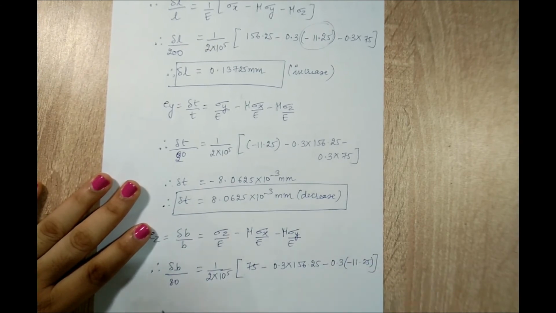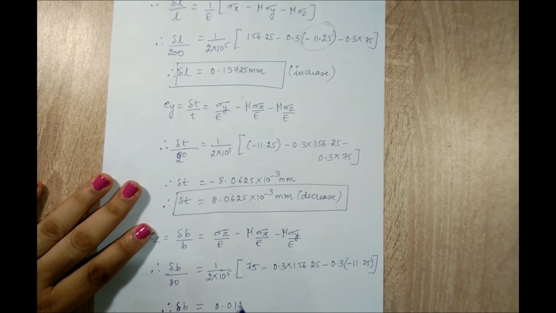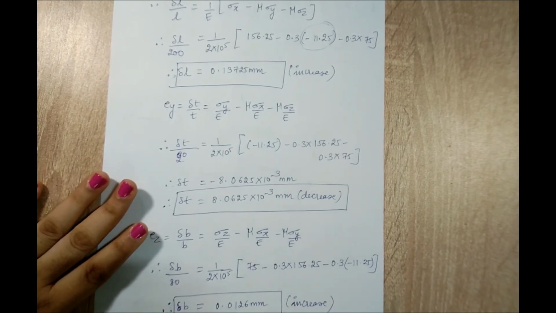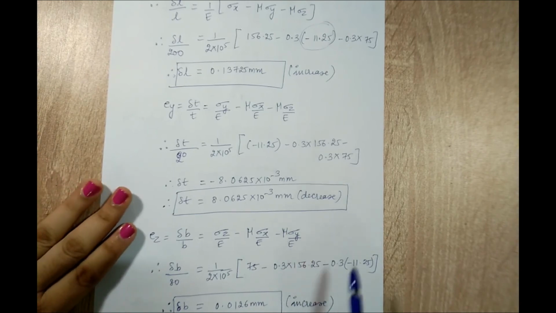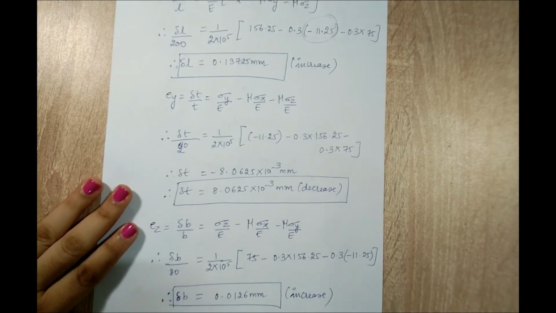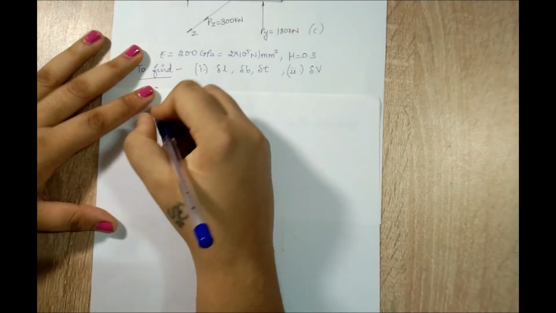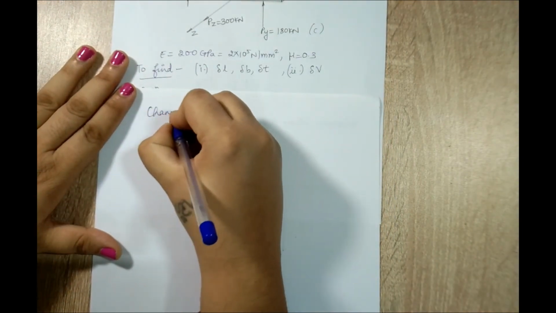0.01225. So when I solve this, I get the value of delta B as 0.0126 mm. Now since I get a positive answer, there is an increase in this dimension as well. So this is how all three dimensions are supposed to be calculated. Next I am going to calculate the change in volume.